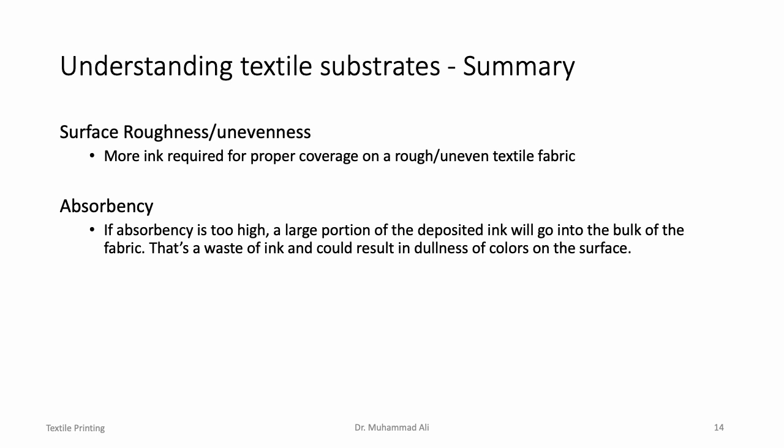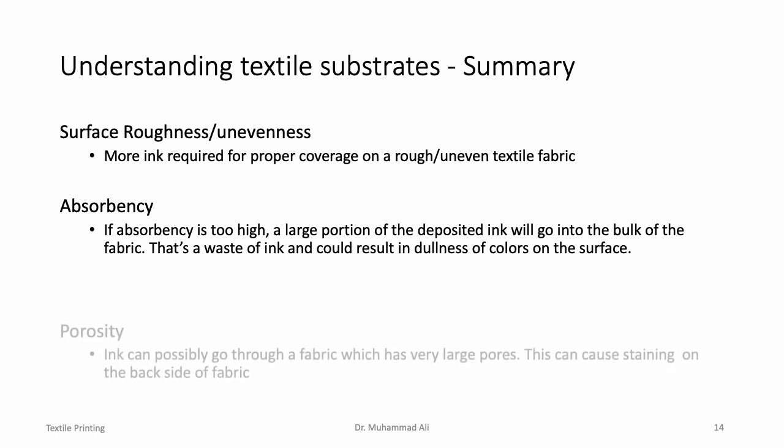The second textile substrate characteristic that we consider in printing is absorbency. If the absorbency of a textile substrate is too high, then a large portion of ink will be absorbed into the fabric bulk. This is actually a waste of ink, and as I've discussed in the previous slides, it could result in dullness of colors.